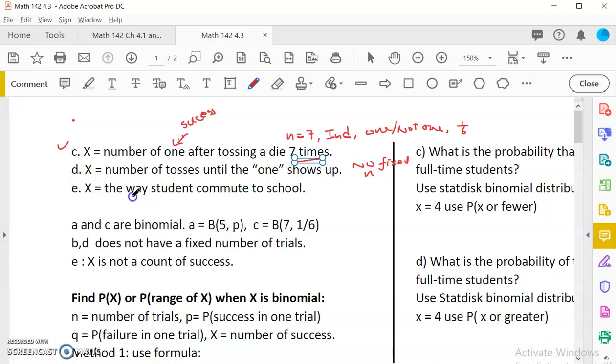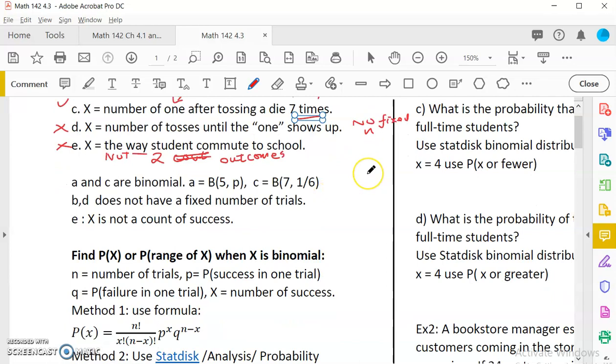X is the number of ways students commute to school, so either driving or bus or something. X is not even a count, so this is also not binomial. Not 2 outcomes. Your X is actually not numerical, not a count, not 2 outcomes. So you should be counting. If you say count how many take the bus or drive, then it is binomial, but not this.